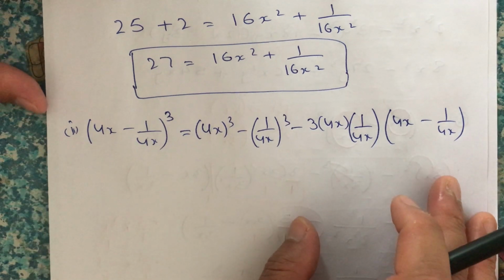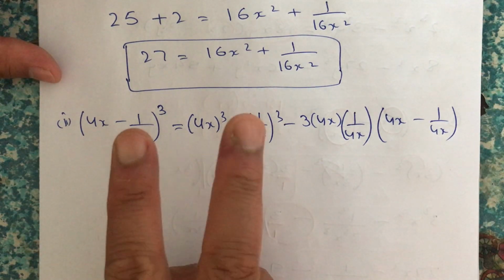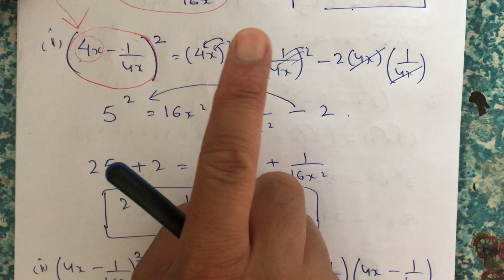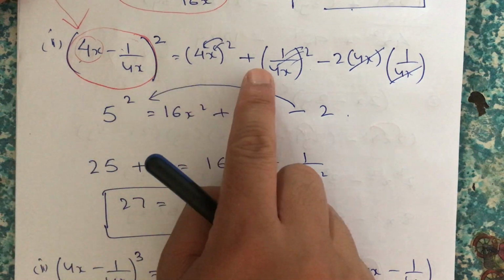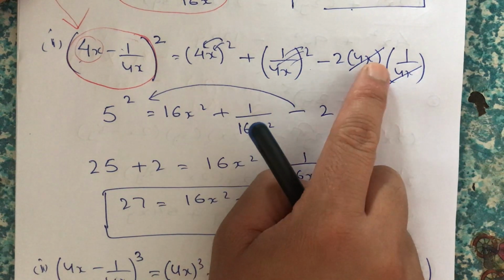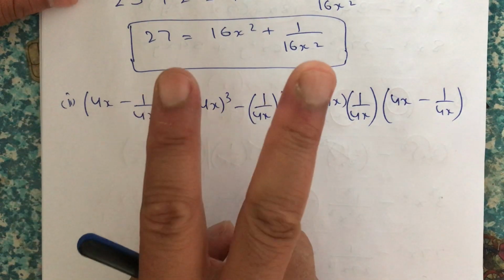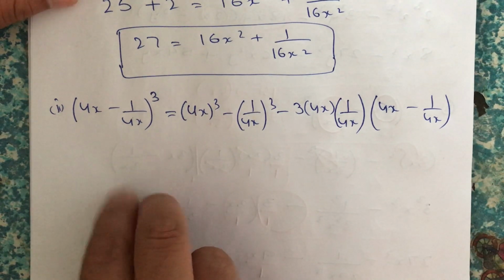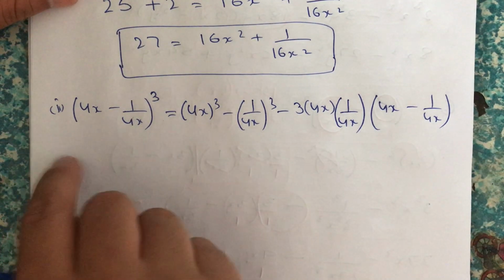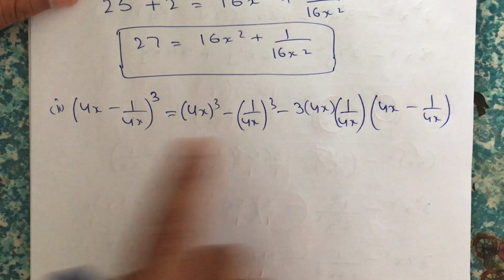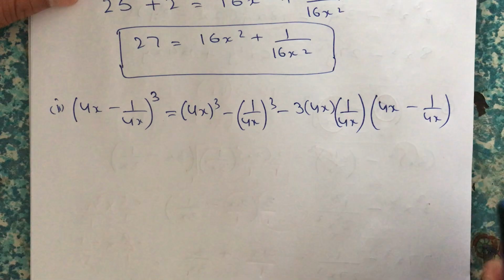In a cube, if you want to remember, there are always 2 substitutions. In a square there was only 1 substitution, because there is only 4x minus 1 by 4x written over here. But in a cube you'll have 2 substitutions: 1 right at the beginning and 1 right at the end. At the 2 extreme ends we will have substitution, because we see 4x minus 1 by 4x here also.